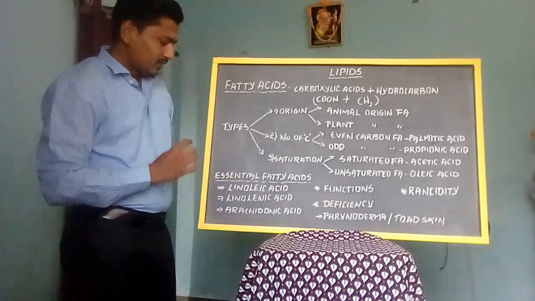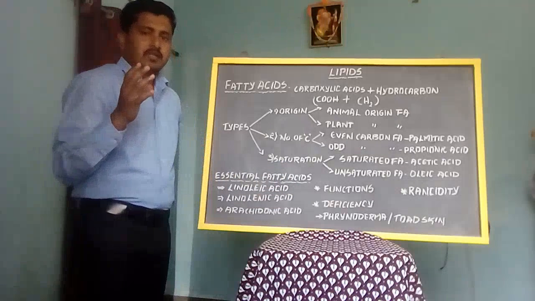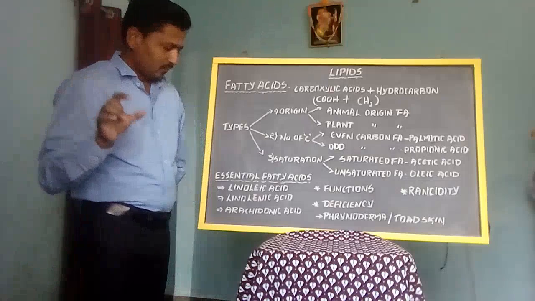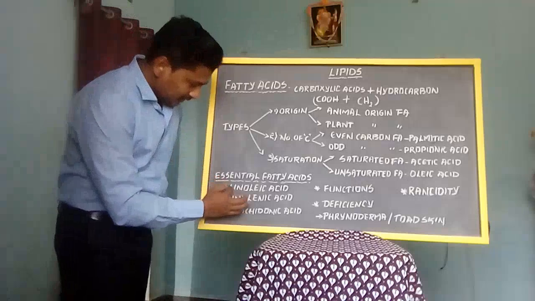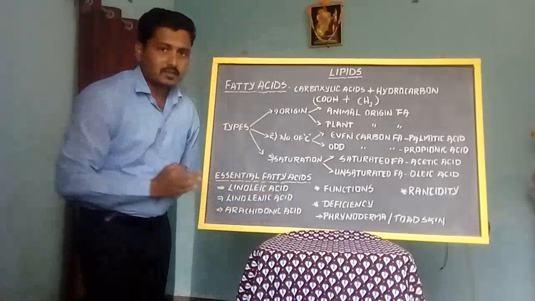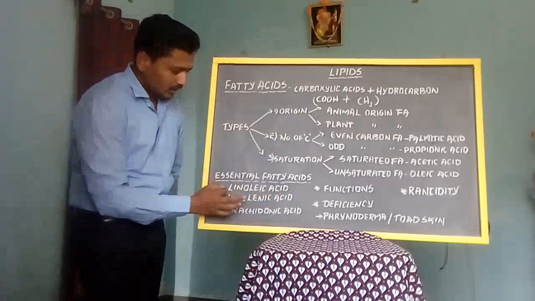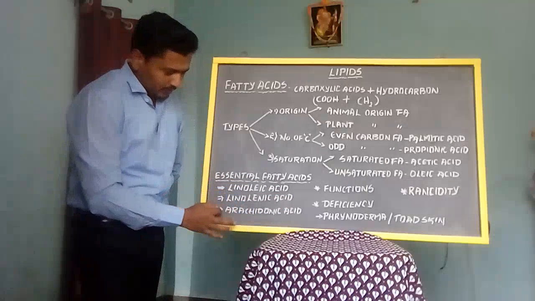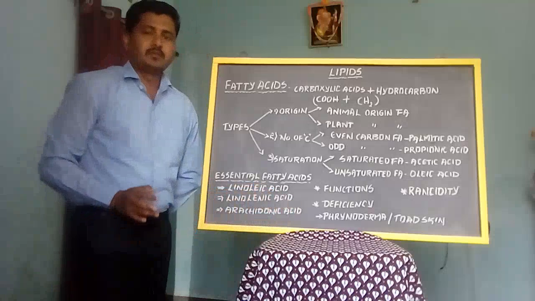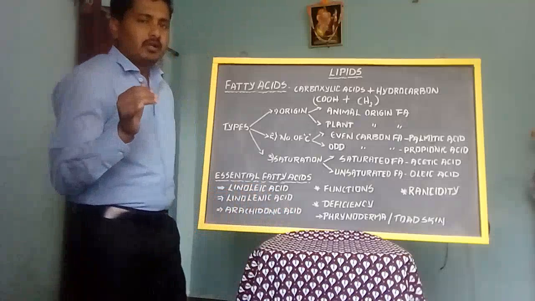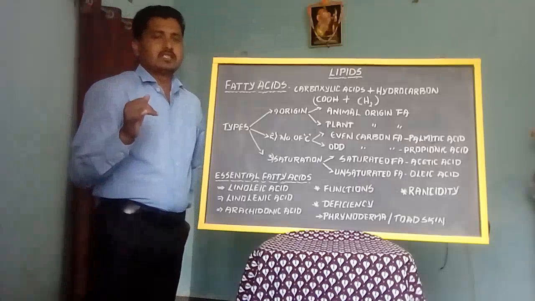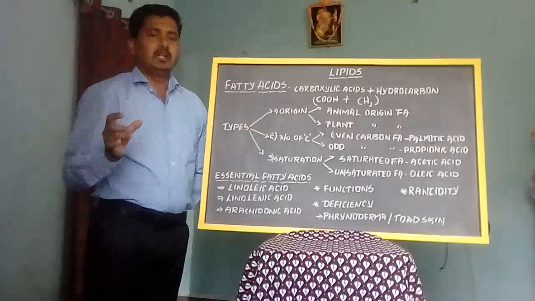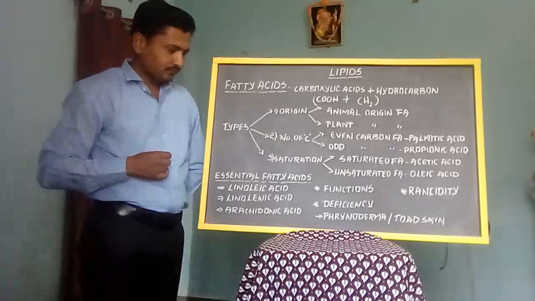What do essential fatty acids mean? Mainly three essential fatty acids. Usually those are polyunsaturated in nature, PUFA in nature. First one is linoleic acid. Second one, linolenic acid. Third one, arachidonic acid. These are the three main essential fatty acids we have to consume through external sources in the form of dietary oil or dietary fat.